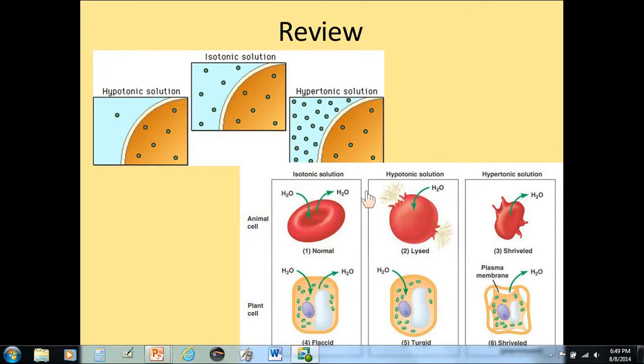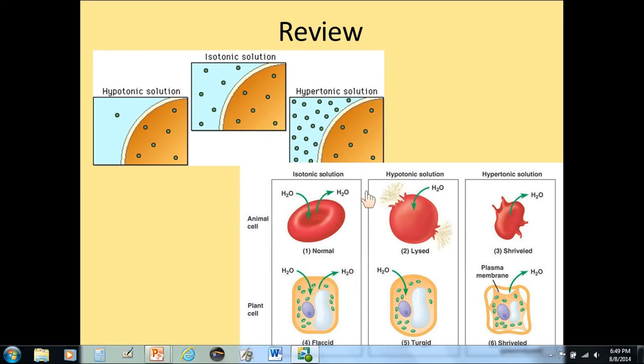Before we go on, I want to look at this one more time. The top picture is just a visual. If you look at isotonic, you can see that the concentration of water is the same inside and outside of the cell. Hypotonic, you have more water outside. Hypertonic, you have more water inside.